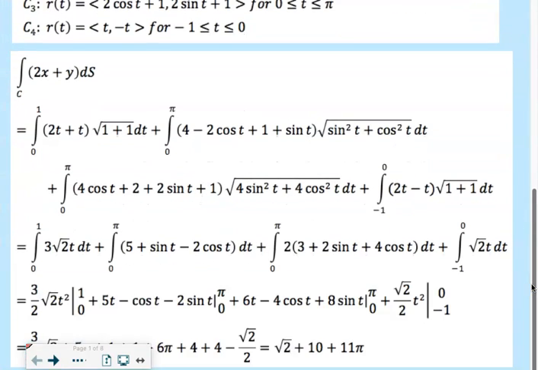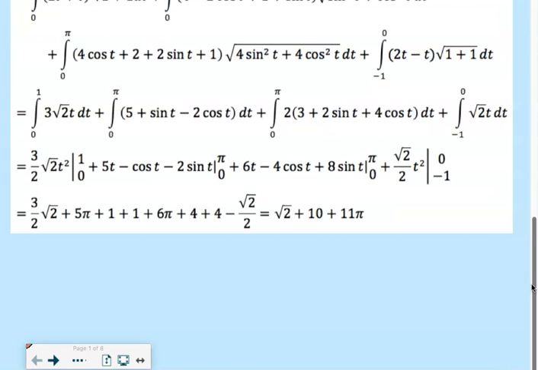All that setup, and then your final answer was root 2 plus 10 plus 11 pi. I wonder if each of these is an individual answer. It looks like the first one is 3/2 root 2. The second one, 5 pi plus 1 plus 1. And then I think that's the third one, and I think that's the fourth one. I'm kind of guessing right now. But that's what it looks like. Yeah, I'm pretty sure that's right.